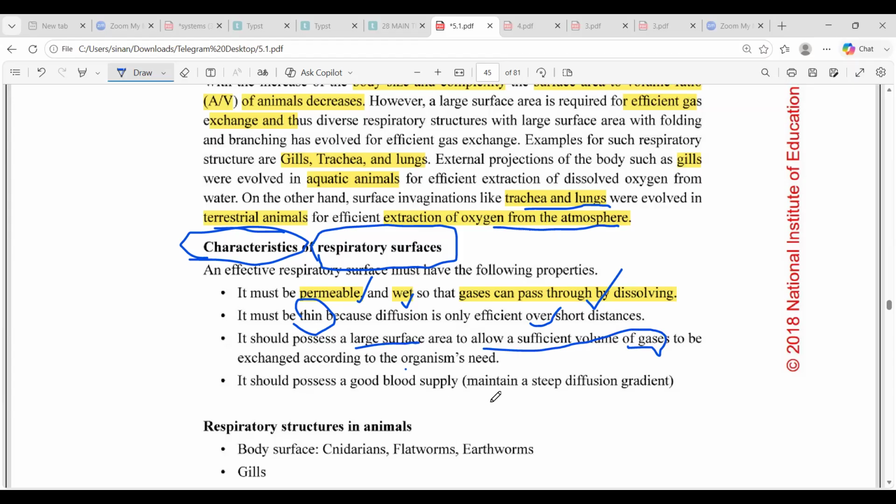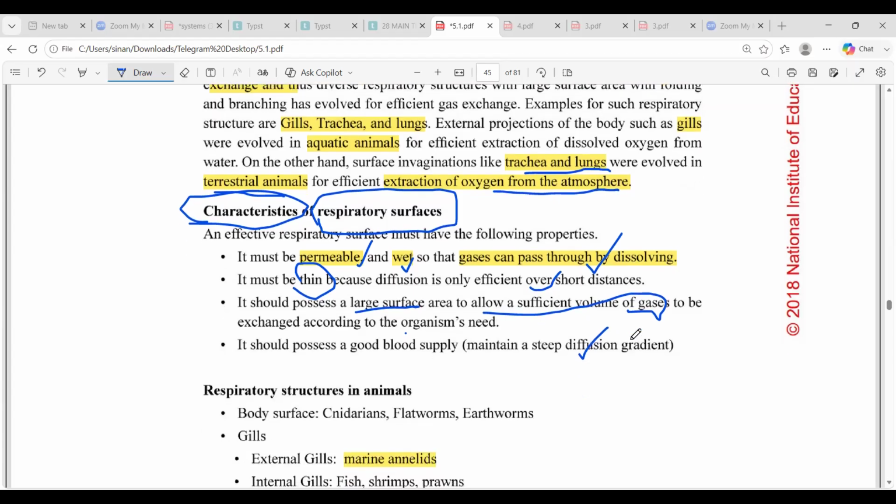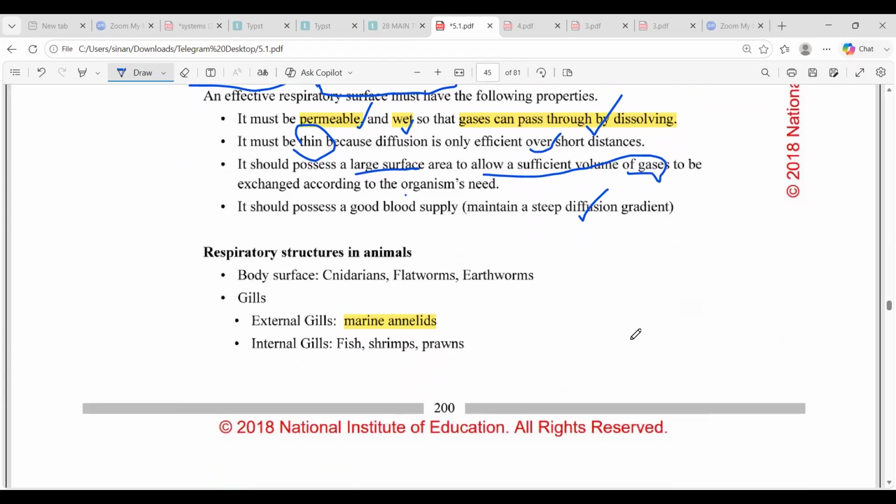It should possess a good blood supply. Why? To maintain a steep diffusion gradient. Okay, so these are the four main characteristics of respiratory surfaces. And now let's move on to the respiratory structures.